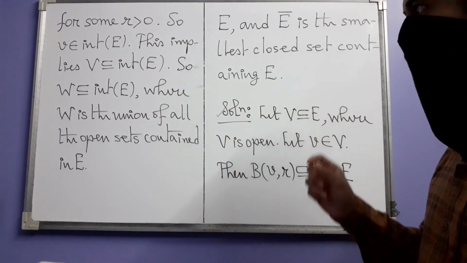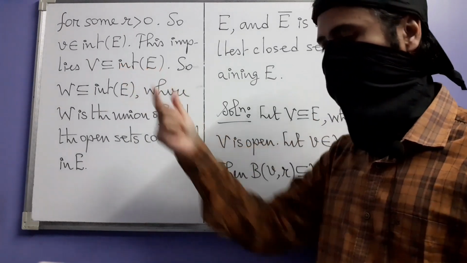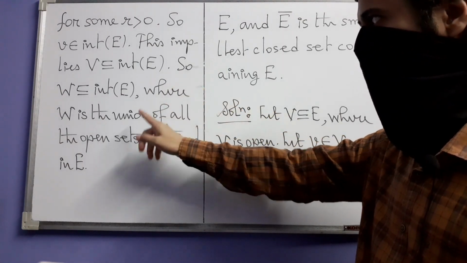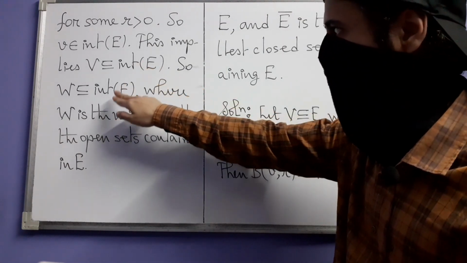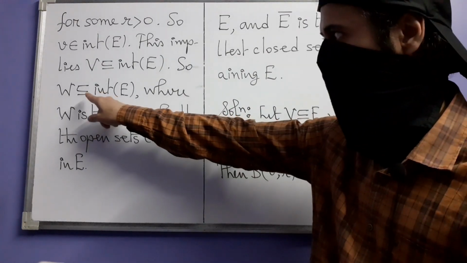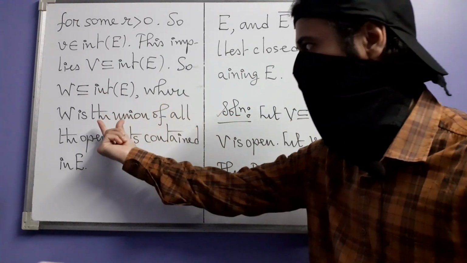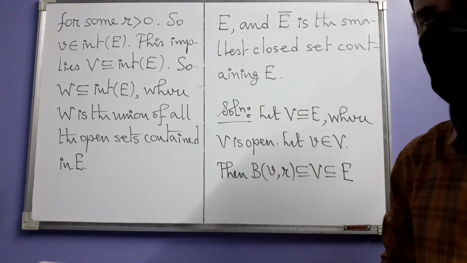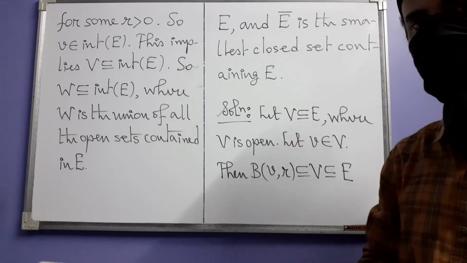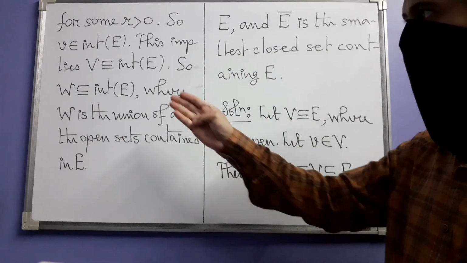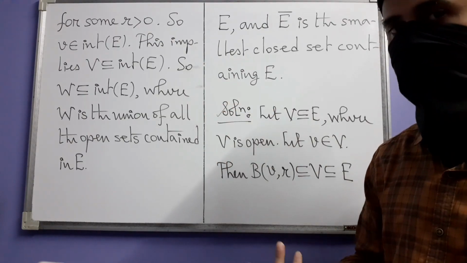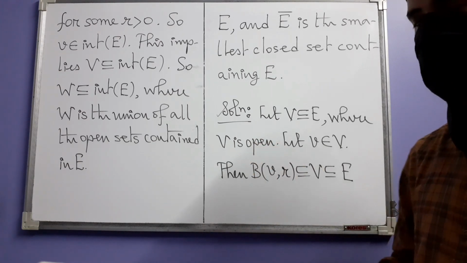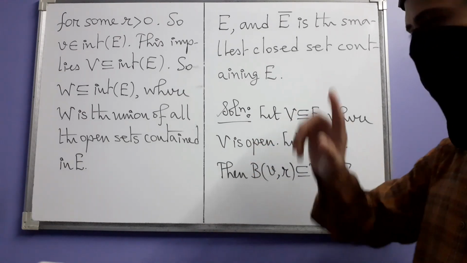Okay. And the next thing we want to show is that the interior of E is itself an open set. For that, next we proceed like this, where in this part, this leads to this. So W is also contained in the interior of E, where W is the union of all the open sets contained in E. That means W is the union of sets like V. Note that W itself is open. By which result? By the previous part, because W is a union of open sets like V.